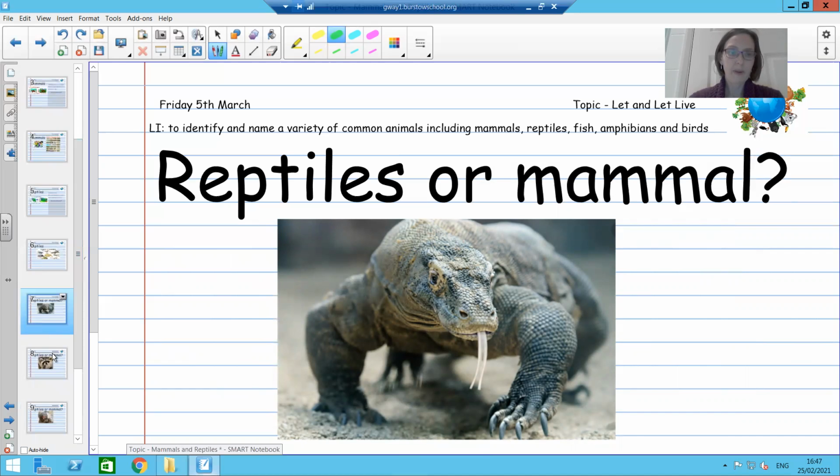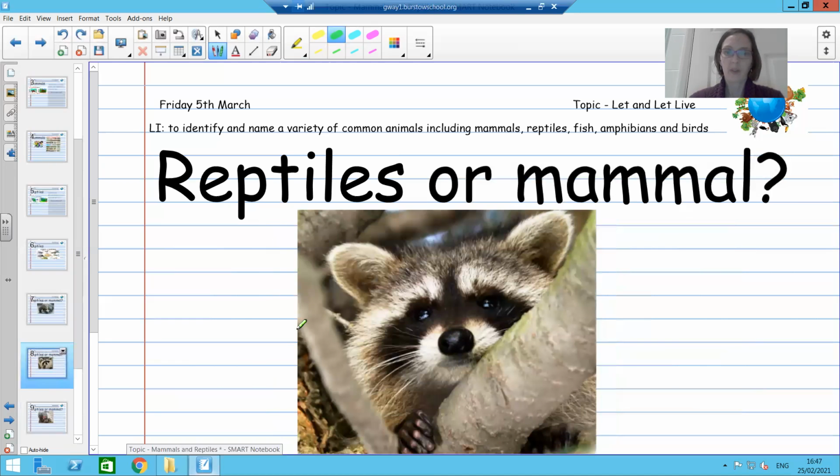Let's have a look at the next one. Got a little cute raccoon there. Have a look. What do you think? Reptile, mammal? Well done. Yes, it's got lots of hair and fur there, hasn't it? So it is a mammal, and it would give birth to a live baby raccoon.